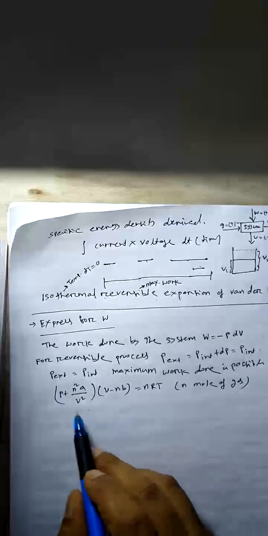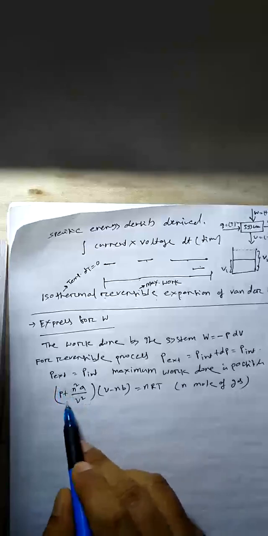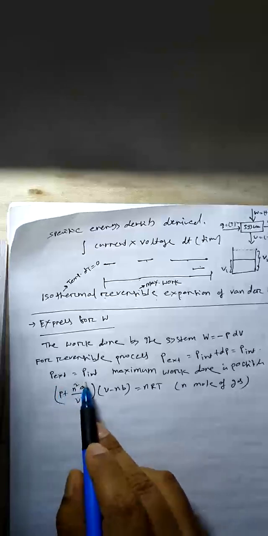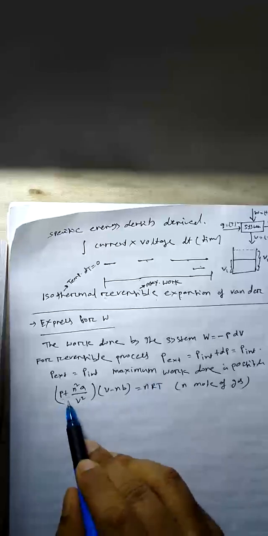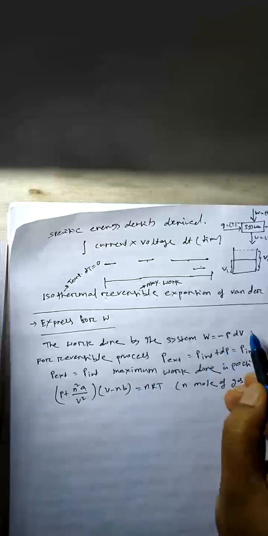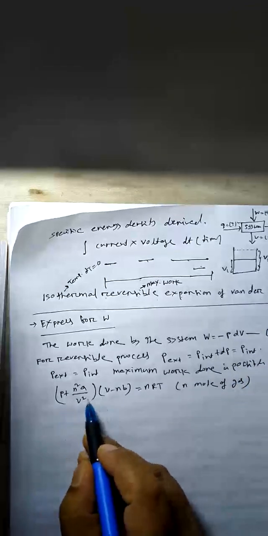Now we have to find out this P, because we want to find out external pressure. Whatever the external pressure is, it is equal to internal pressure. So whatever pressure you get, you put this P value here. So this is my equation 1. Now find out the P value from here.